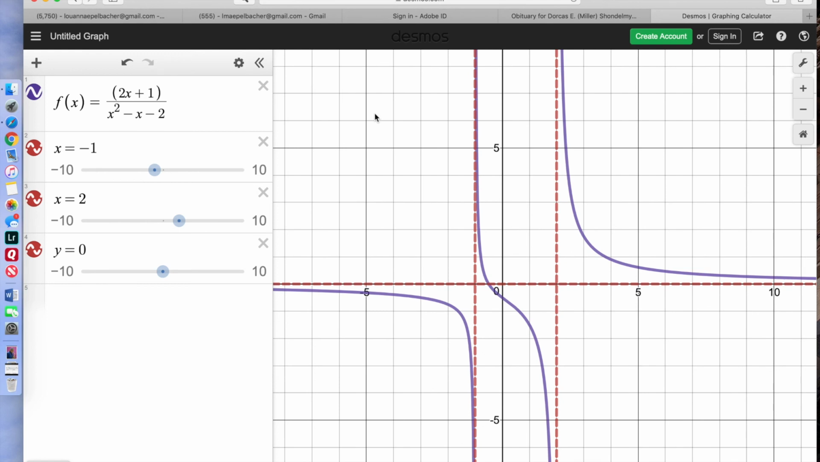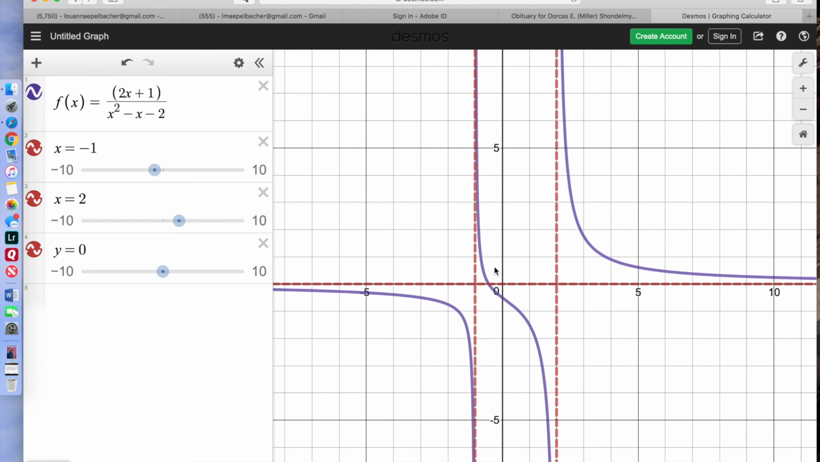Now, you don't have to put all of the asymptotes into Desmos. I would do that if I wasn't sure about what the asymptote is, or if I computed it algebraically and it doesn't sound quite right. It's just a way of double checking yourself.